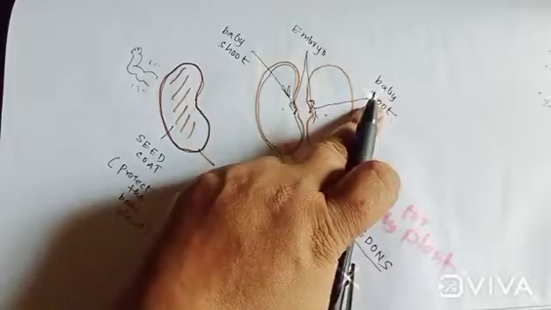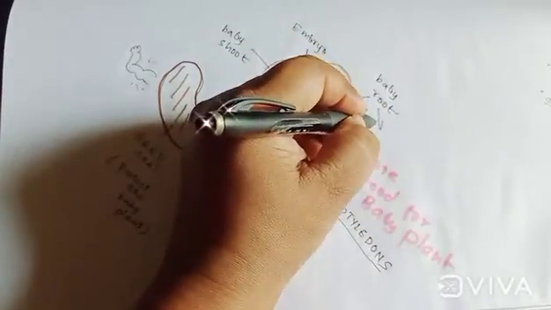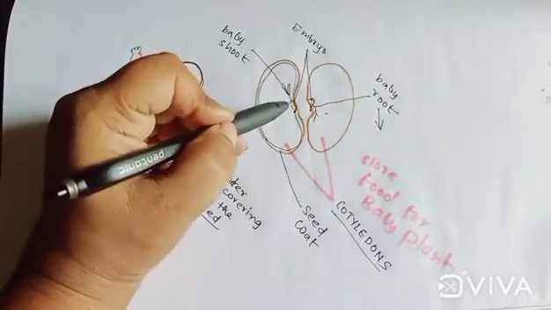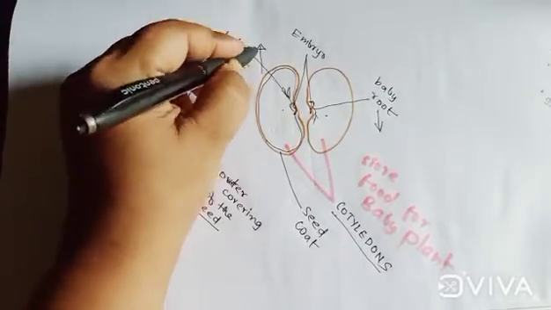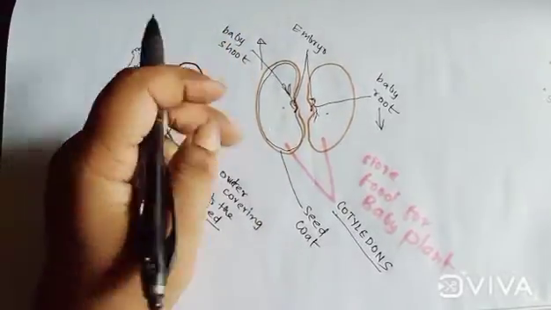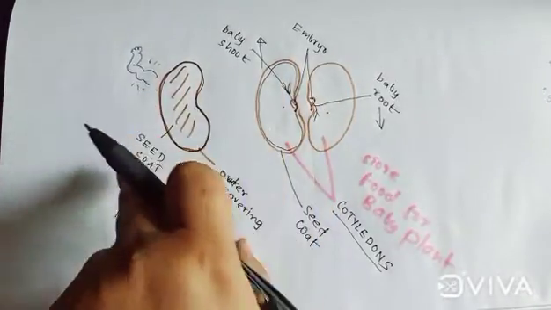One is a baby root which grows downwards to form roots, and another is the baby shoot which grows upwards to form branches and trees, all like this. Okay, so this is the structure of the seed.